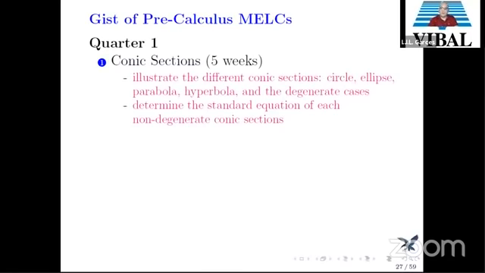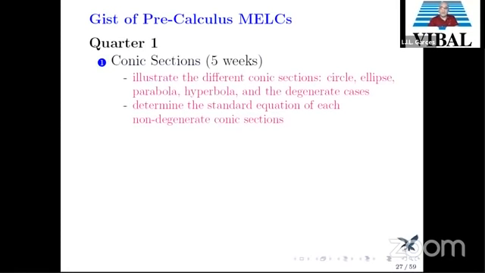So the first one will just be to illustrate the different conic sections. Of course, if you say illustrate, you also have to define what it is, what it looks like, and so on. Here, I lumped together all the standard equations of non-degenerate conic sections. The number of weeks devoted to this is 5, so each week you have one conic section. You go through each conic section per week: you define, you illustrate, and so on. Then you look at the standard equation.